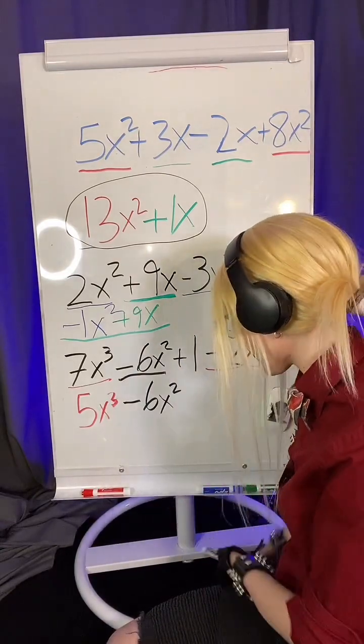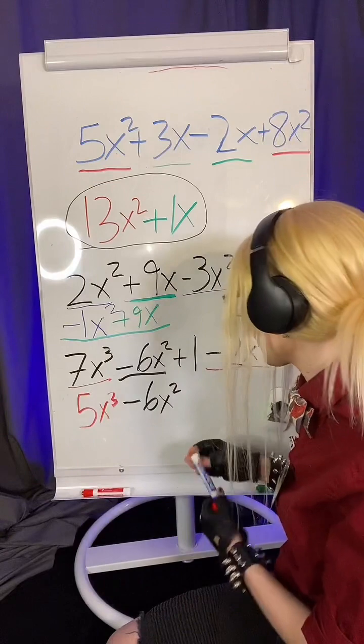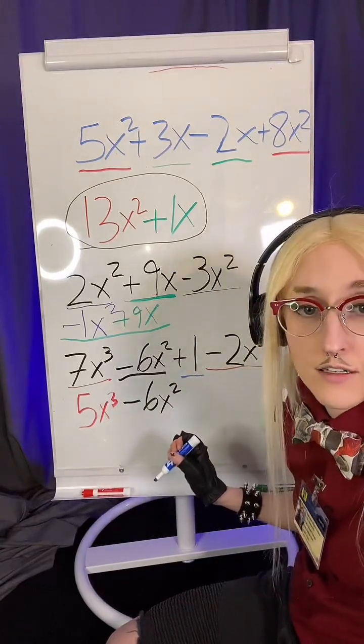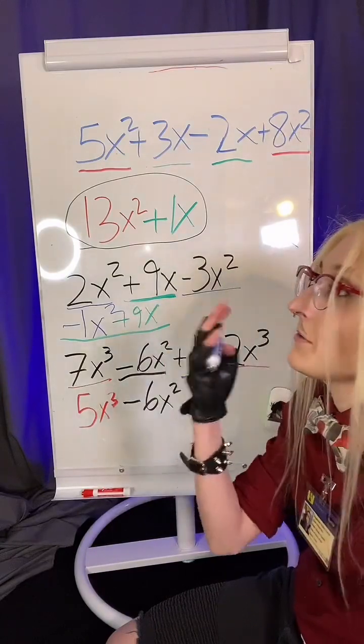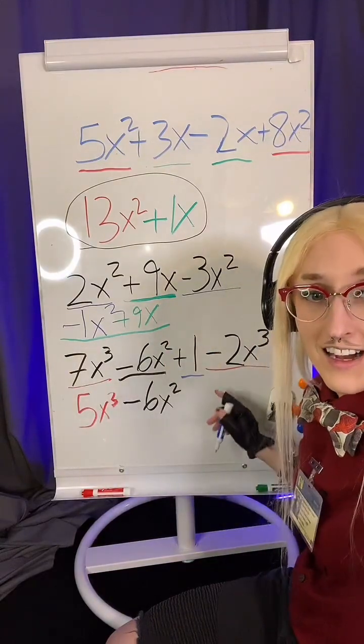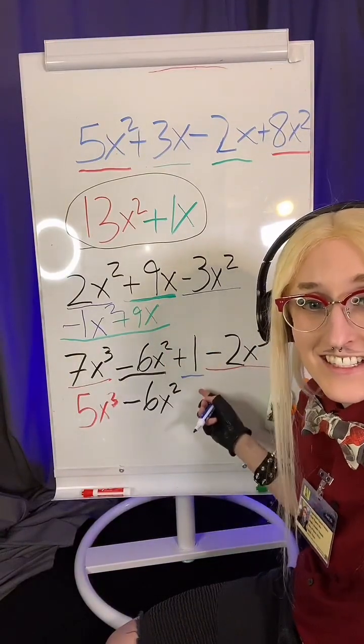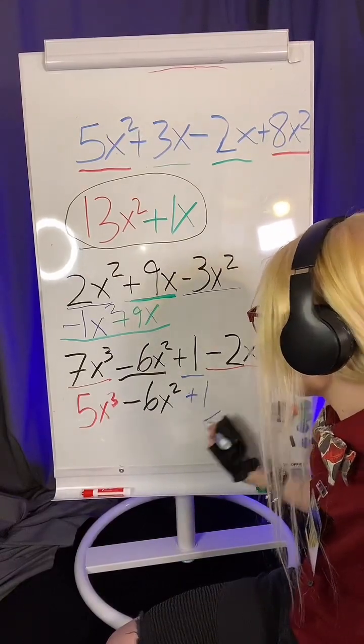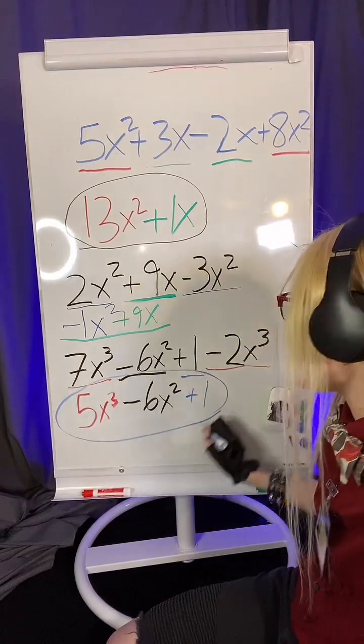And then I move on to the 1. I move on to my last thing. I look at it. And I go, is there any other just plain old numbers out there? Is anybody out there? All right. There isn't. It's just 1. So I'm going to write down plus 1. And that's it. That's my final answer.